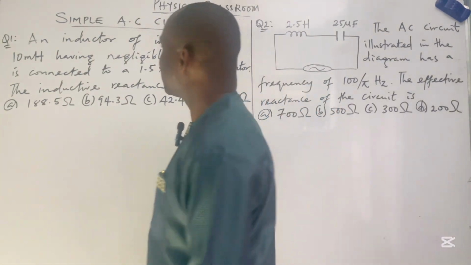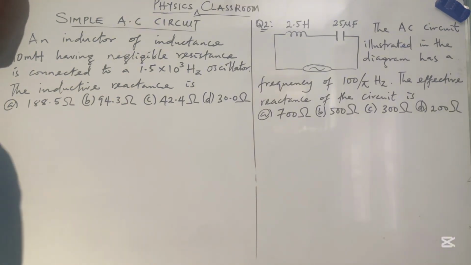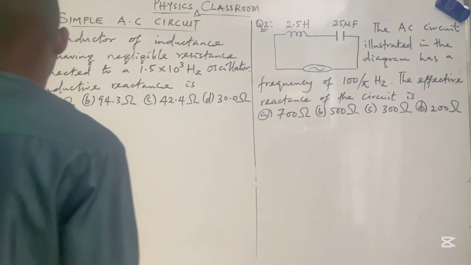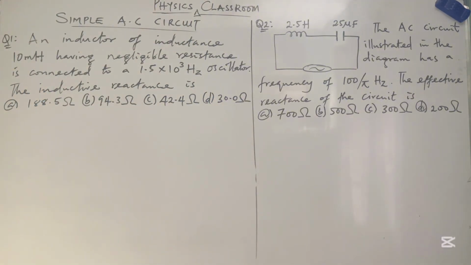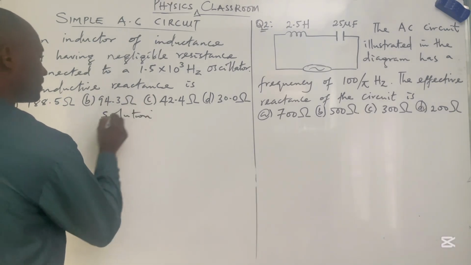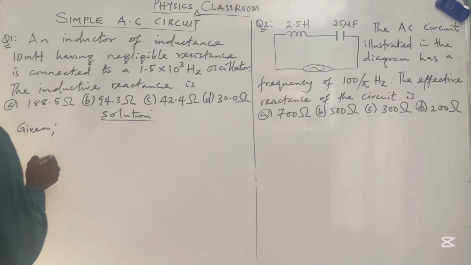Question number one says an inductor of inductance 10 millihenry having negligible resistance is connected to a 1.5 times 10 raised to the power of 3 Hertz oscillator. The inductive reactance is... In order to approach this question, the first thing to do as a physics student is to write down the parameters given.